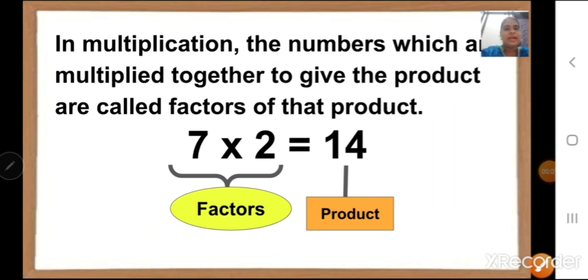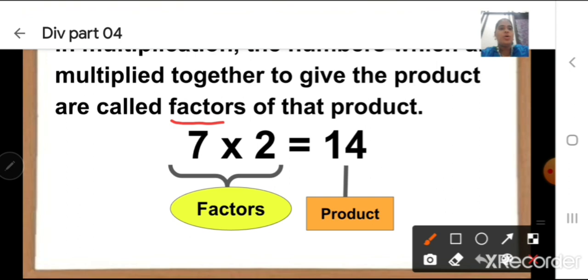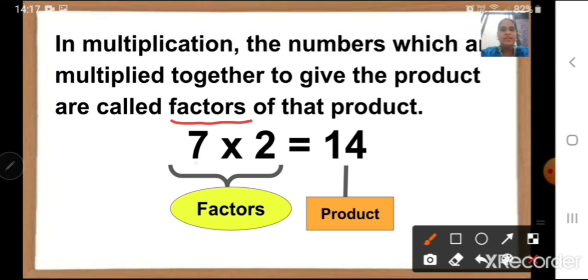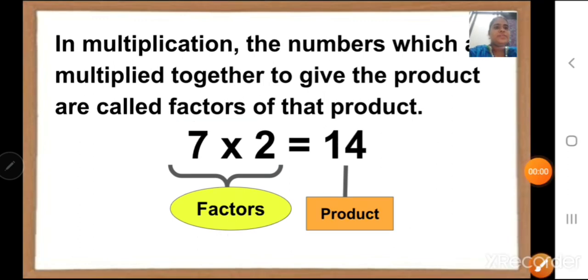Children, look at this example. 7 into 2 is equal to 14. Correct? Now here in multiplication, the numbers which are multiplied together to give the product are called the factors of that product. So number 7 and number 2 are called the factors. Whereas the number obtained by multiplying the two factors is called the product. Here children, number 14 is the product.